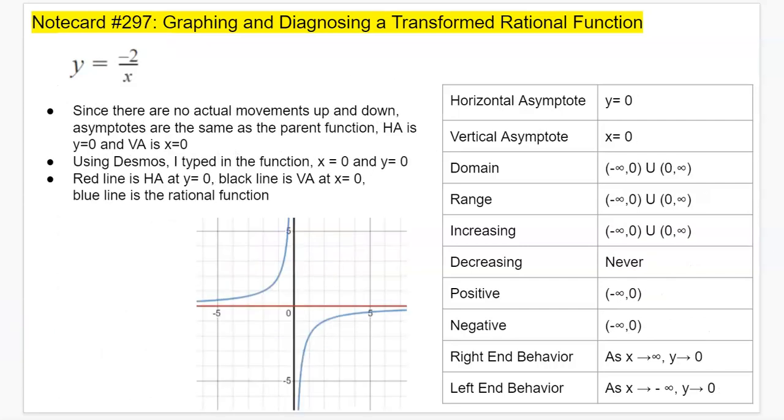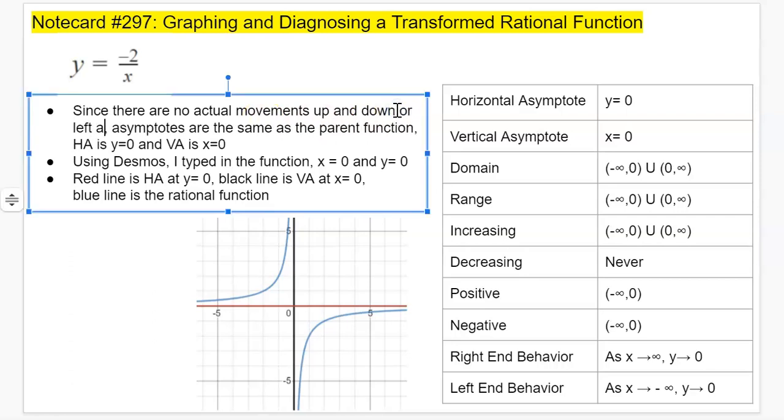All right, lastly, we have note card 297 where we have a reflection, okay? So there are no actual movements up and down or left and right. Therefore, the asymptotes are the same as the parent function. So HA is y equals 0, and the VA is x equals 0. So I went ahead and wrote those in the diagnostics over here.